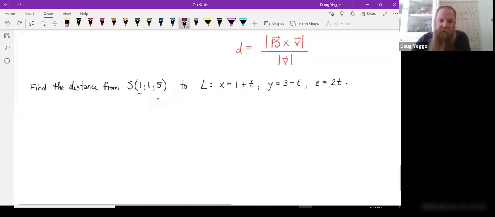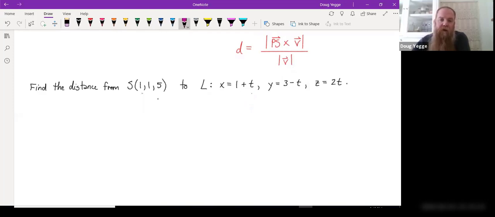If x is equal to 1, the only time that x could be 1 is if t is equal to 0. But if t is equal to 0, then notice that would imply that I'm at the point 1, 3, 0, not 1, 1, 5. So what that shows us is that S is not going to lie on this line.